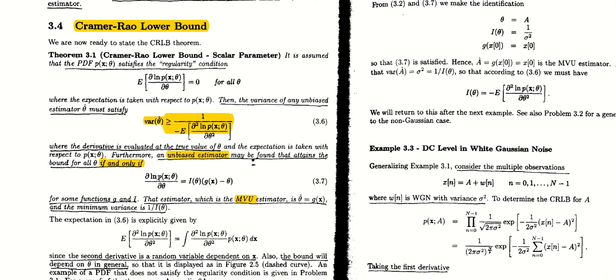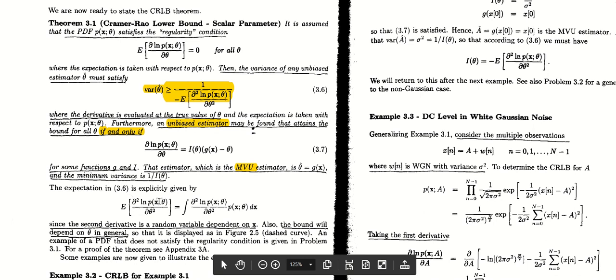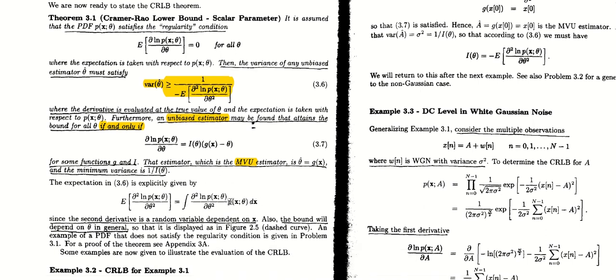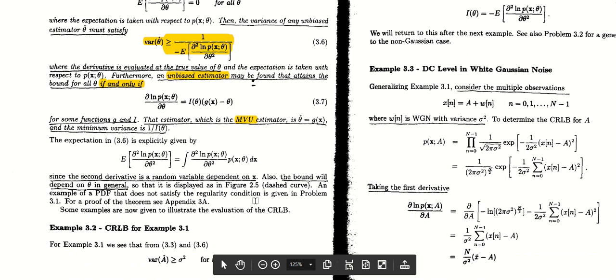So if you can successfully find this equation, then theta hat will be g of x and the minimum variance will be 1 over I of theta. And the expectation is explicitly given by the expectation of this equal to this. This is just to write the expectation out. So formally, this will be the CRLB. So let's take a break, and then in the next session, we are going to take a look at an example.